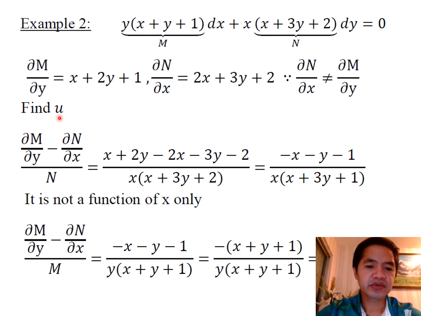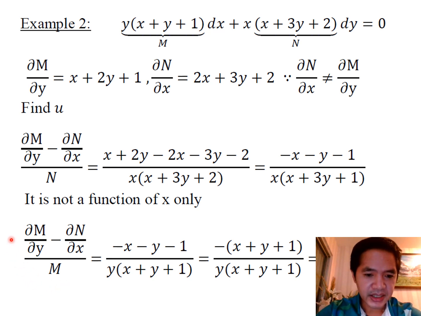First, try to find the integrating factor mu. You take the partial of M over y minus the partial of N over x, and you get minus x minus y minus 1. Okay, this is the result, and then divide by N, the function N here. It looks very complicated, right? We have y, x, and y. So this is not a function of x only.